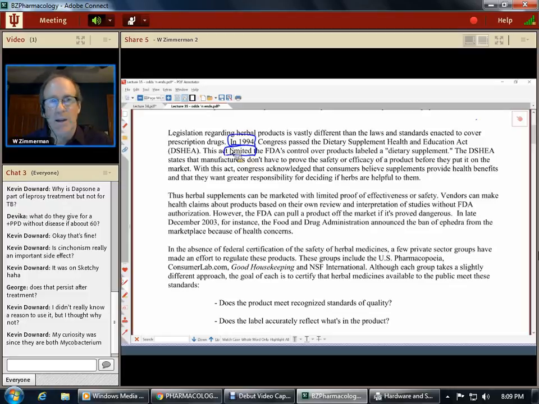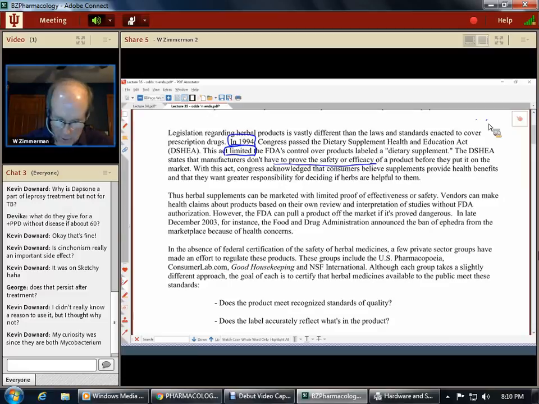This goes back to the pre-1938 Food, Drug, and Cosmetic Act. Manufacturers don't have to prove safety or efficacy before they put it on the market. It's like, oh my goodness, they don't even have to show that it's safe. With this act, Congress acknowledged that consumers believe the supplements provide health benefits. They want greater responsibility for deciding if the herbs are helpful to them. In some ways, they needed to do this, or the price would just be prohibitive.